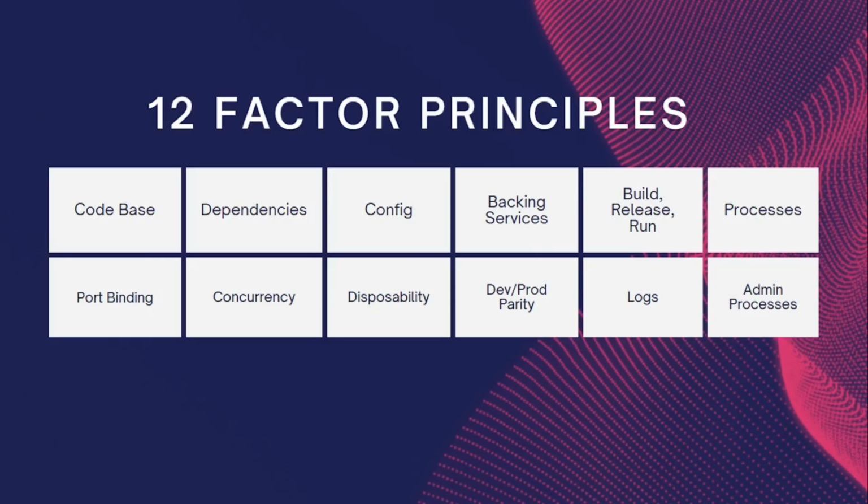So these are the 12 methodologies provided to create a robust microservice. Applying these principles in Java, especially with Spring, helps ensure that your microservices are scalable, maintainable, and portable across different environments. Each factor addresses a key aspect of modern application development, from managing dependencies and configuration to handling logs and scaling processes.